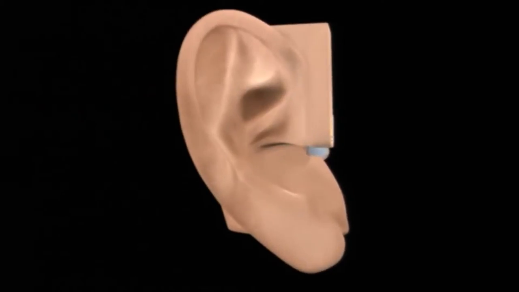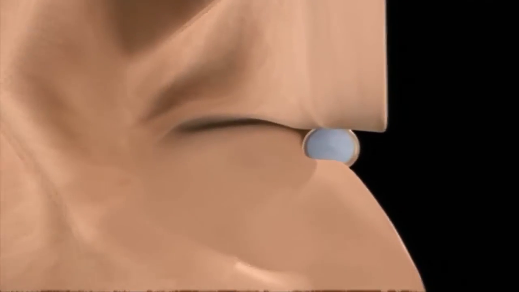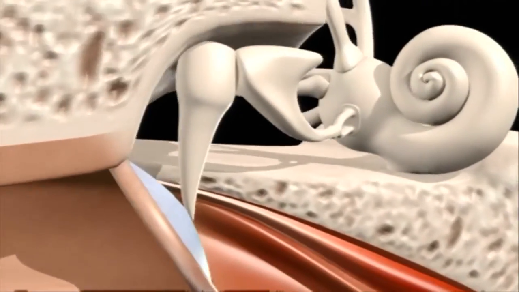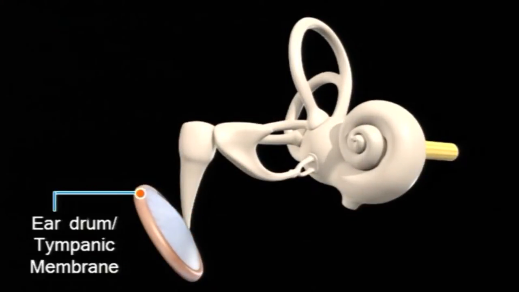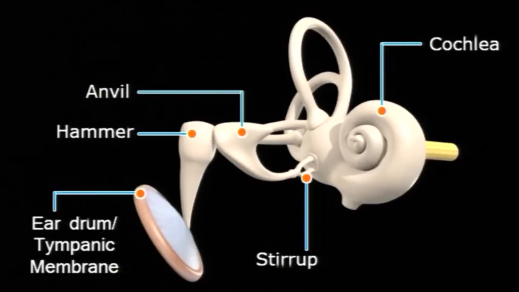Like this, in which part they want the text to appear on the model. This is the canal. Then the internal parts of the ear. A detailed view of all the models.